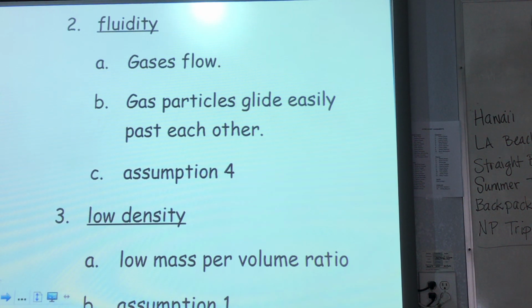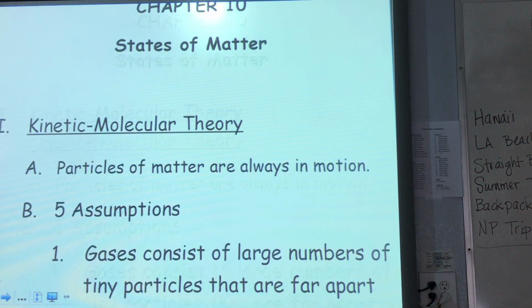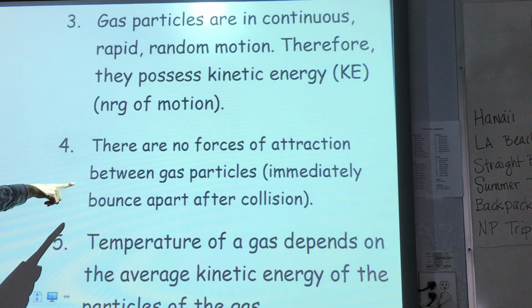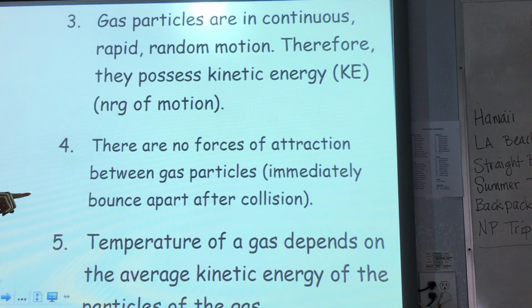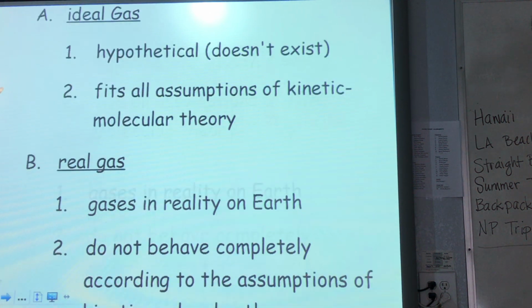This is because gas particles glide easily past each other. And again, why do they glide easily past each other? Well, let's look at assumption number 4 here again. Because there are no forces of attraction between them. Now, in a real gas, there are some, but those forces of attraction are very small. And because of that, they easily flow past each other. They don't stick to each other very well. So that's from assumption number 4.